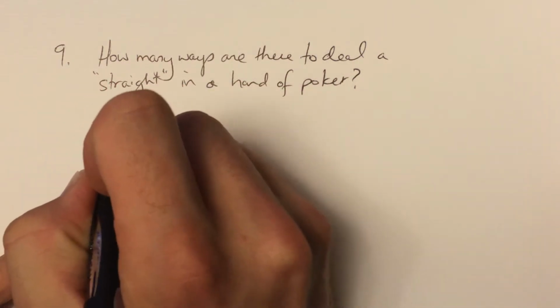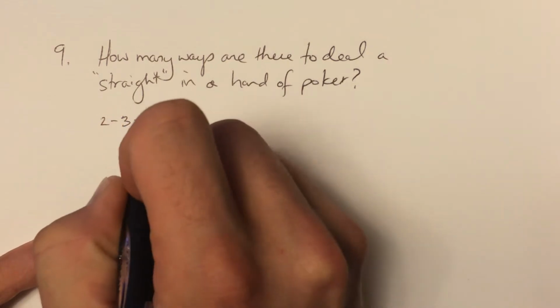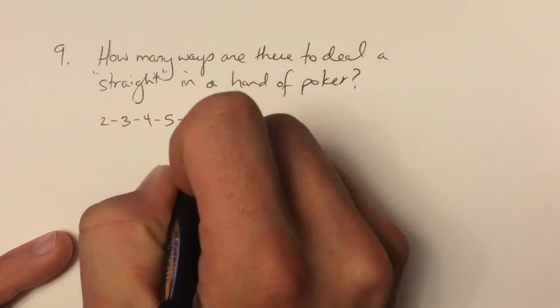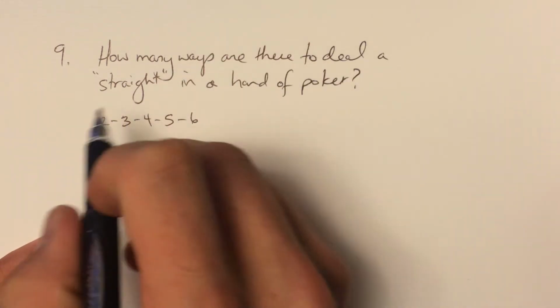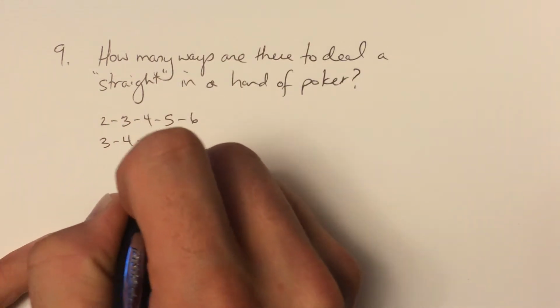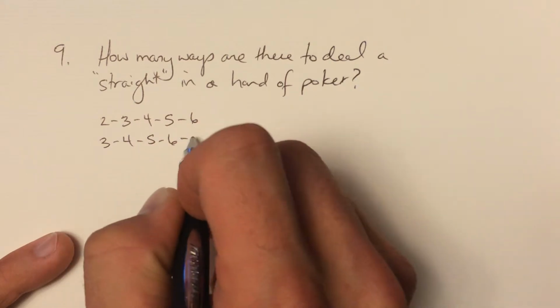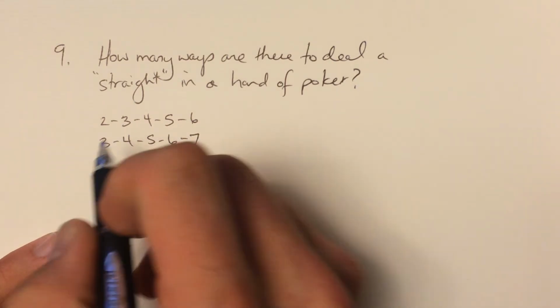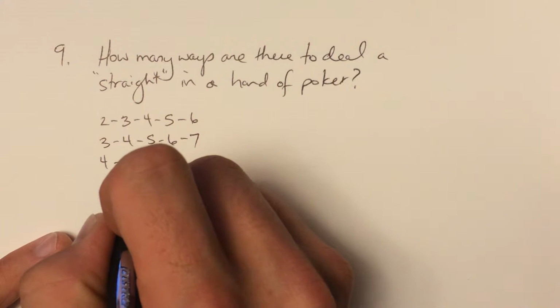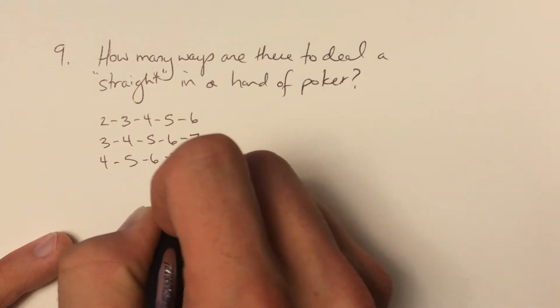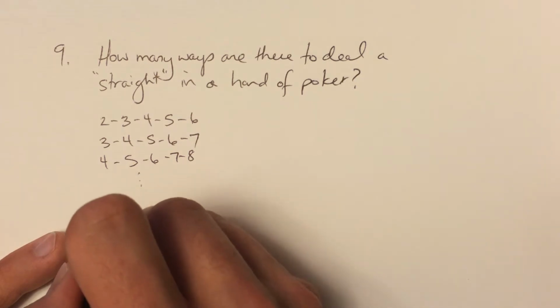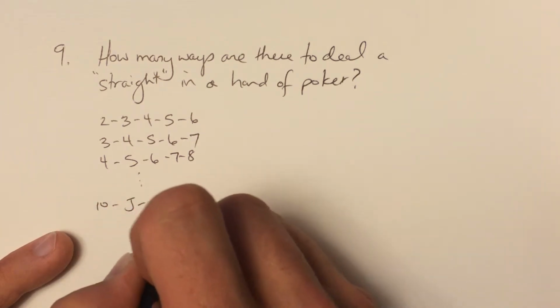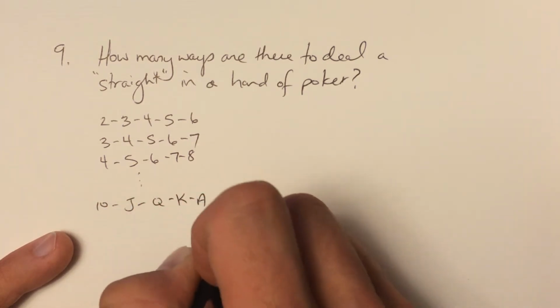That part is at the beginning. I'm actually going to just start listing them. The first and smallest straight has these values in it. We're going to deal with suits in just a second. So there's the first straight, and then there'll be another one like this: 3, 4, 5, 6, 7, and so on, 4, 5, 6, 7, 8. And if we continue counting like that, the last one that we get to is 10, jack, queen, king, and then there's that ace, which is high.